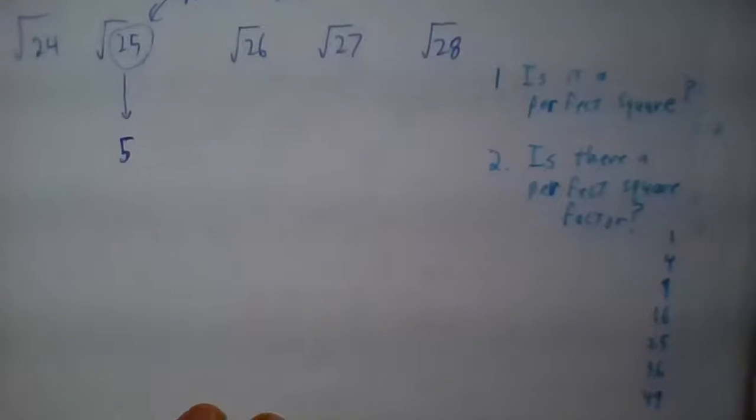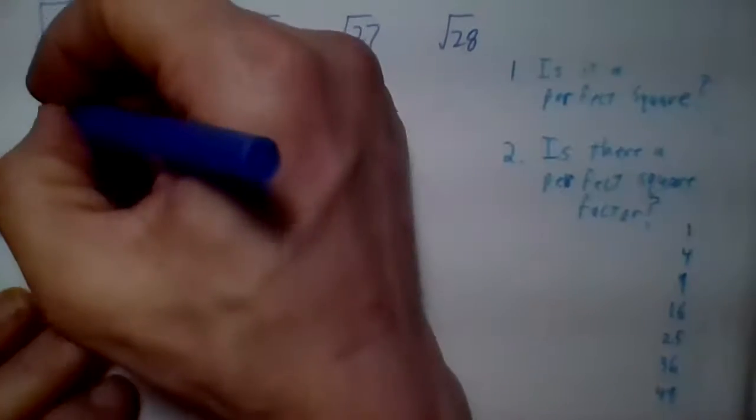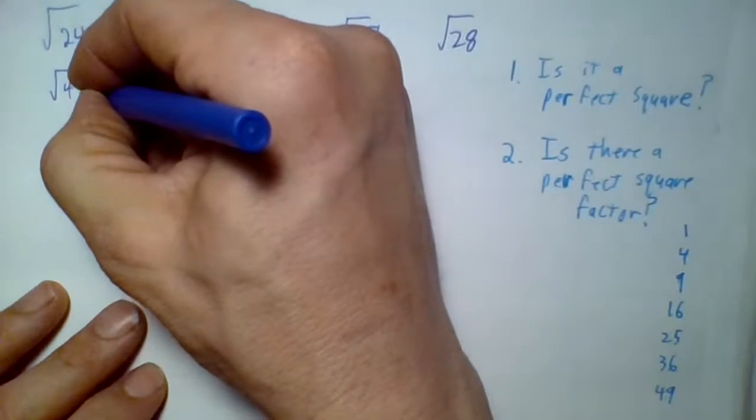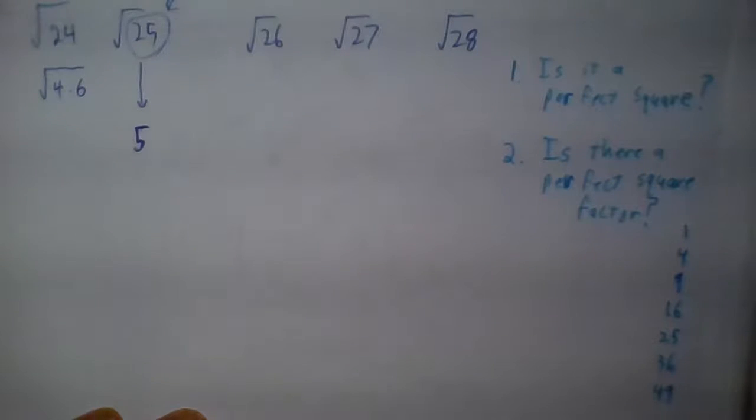So I have to look at what I got there. Is any of those things a factor of some of these? And in some cases there is. 24 can be written as 4 times 6. If you can write this using multiplication factors, like 4 times 6, if one of those is a perfect square factor, then we can separate that out. Here's the property that's going to help us simplify radicals.